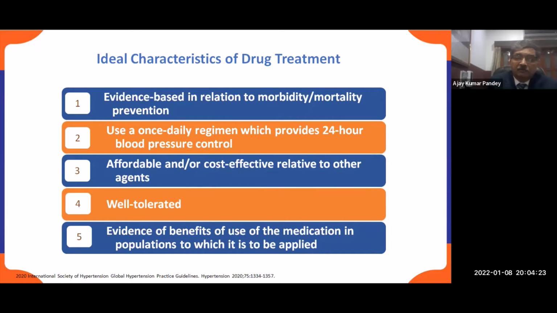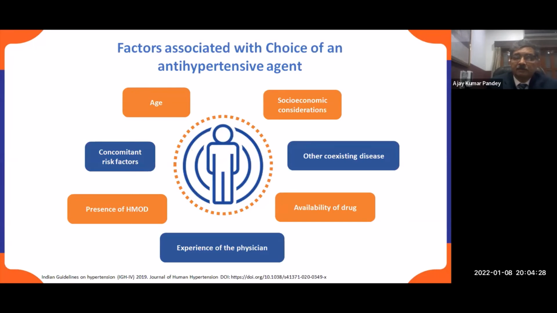There should be evidence of benefit of the medication in the population in which it is to be applied, like ACE inhibitors and ARBs are good for diabetic people and good for elderly people. The choice of antihypertensive medicine depends upon age and concomitant risk factors. Like suppose somebody is diabetic, I would prefer an ACE inhibitor or ARB over a calcium channel blocker. Consider the presence of hypertension mediated organ damage. Like suppose the patient is already having LVH or hypertensive heart failure, I will like to have a beta blocker, ACE inhibitor, ARBs, and diuretic on board.